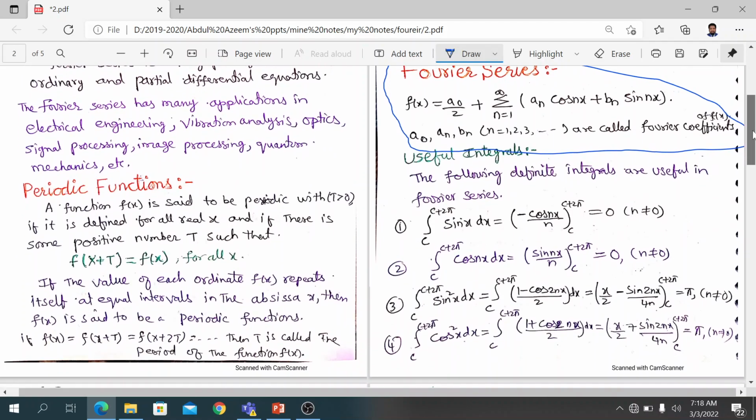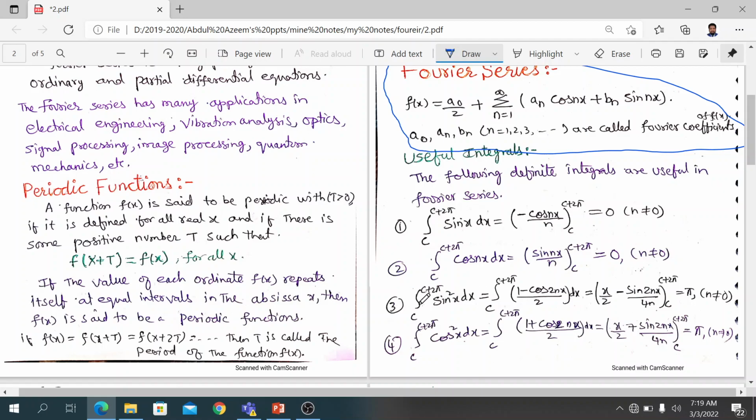Now we have some useful integrals we should remember. These integrals are useful in Fourier series. So first, integration from c to c plus 2 pi of sin nx dx is equal to the integration of sin nx, which is minus cos nx by n, from c to c plus 2 pi. If we apply the limits, you will get 0 where n not equal to 0. Next, integration from c to c plus 2 pi of cos nx dx is sin nx by n from c to c plus 2 pi. So that is equal to 0 where n not equal to 0.